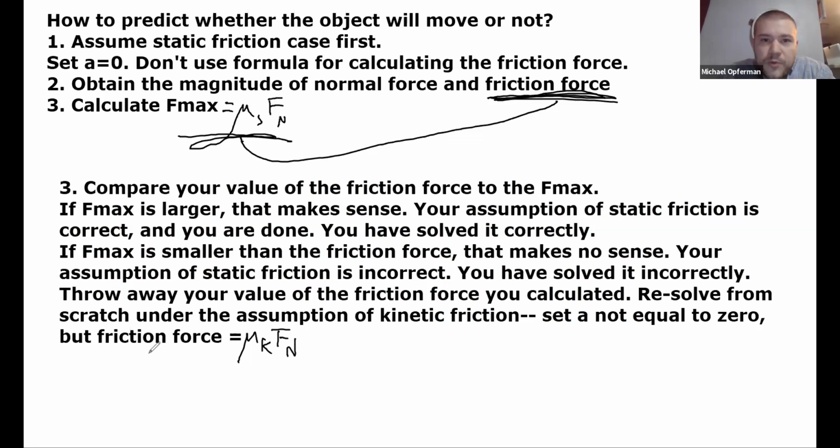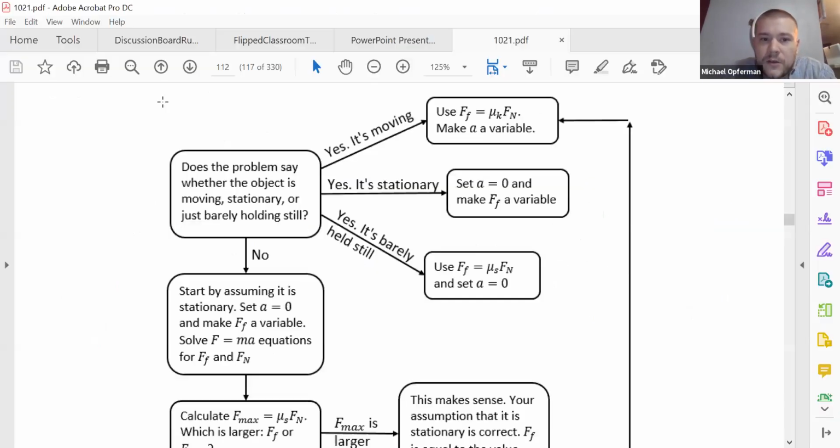Okay, so that's the basic process for handling this. If you want to look at the lecture note packet, I made a little flow chart in the notes to help you keep track of all this information, if you like something a little more visual. So you start here in the flow chart. Does the problem say whether the object is moving, stationary, or just barely standing still? If it's moving, use the kinetic formula. If it's stationary, set acceleration equal to 0, but don't plug anything in for friction. If it's barely held stationary, plug in F max equals the friction force and set acceleration equal to 0.